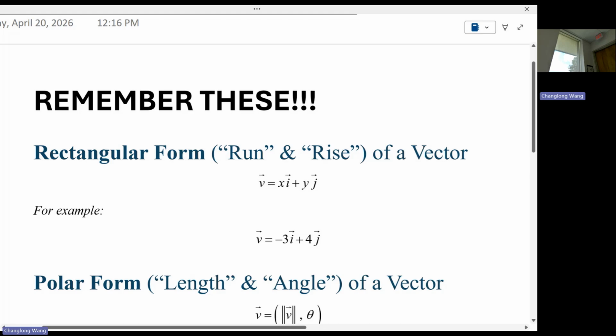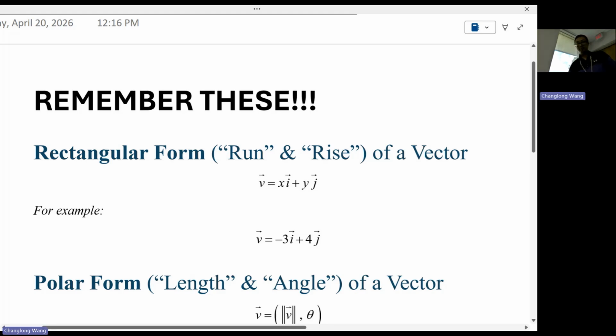So now can you all imagine a vector with a negative run, positive rise? What does it look like? Or which way is it pointing? Top right, top left, bottom right. It's pointing to the top left, right? It's in the second quadrant, right? Because it's sort of going to the left and going up.